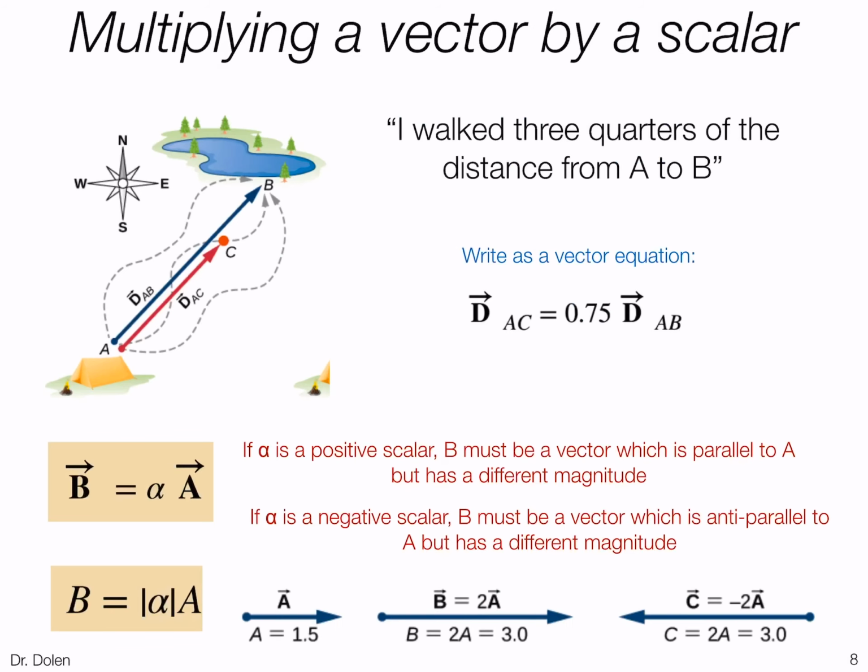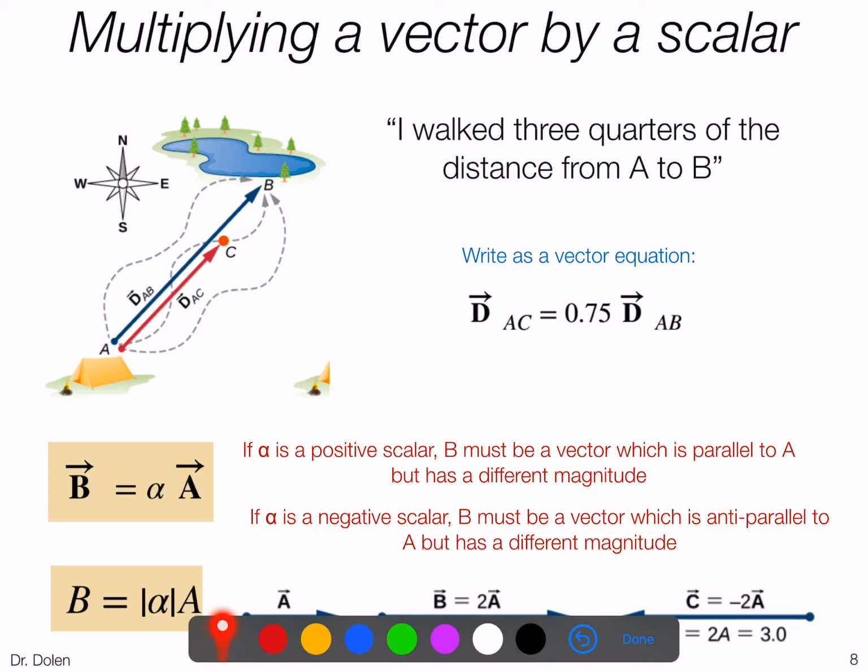And finally, let's talk about multiplying a vector by a scalar, multiplying a vector by just a number. As an example, let's go back to our displacement vector where I'm starting at the campsite at point A, and you could consider walking all the way to the lake. It doesn't matter what path I take, but I have some displacement vector that points from A to B, and I can denote that like this: D with an arrow above it, and then with a subscript AB just to let me know which displacement vector I'm talking about.